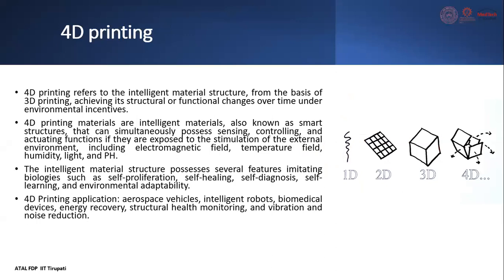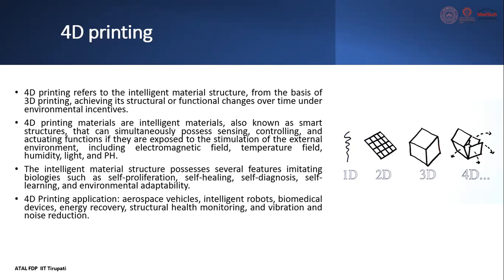Today we talk about 4D printing. 4D printing refers to intelligent material printing structures from the basis of 3D printing. So both structural and functional changes can be made over a period of time. So 1D is a wire, 2D is a plane, 3D is a cuboid, and 4D is something wherein you try to activate it with energy and other things. 4D printing refers to the intelligent material structure from the basis of 3D printing, achieving its structural or functional change. 4D printing materials are intelligent materials.